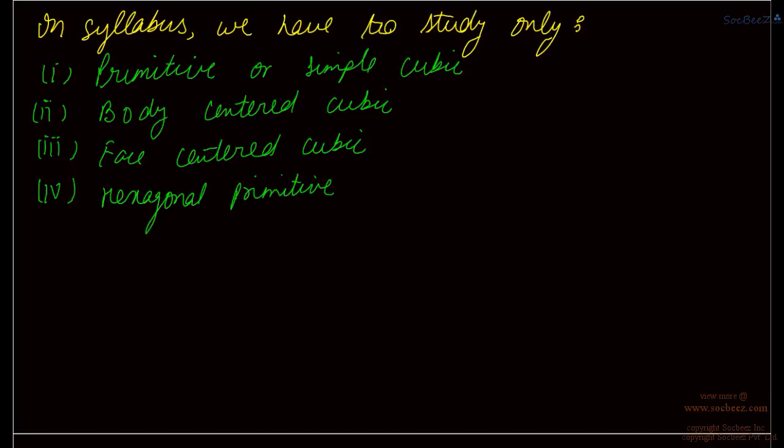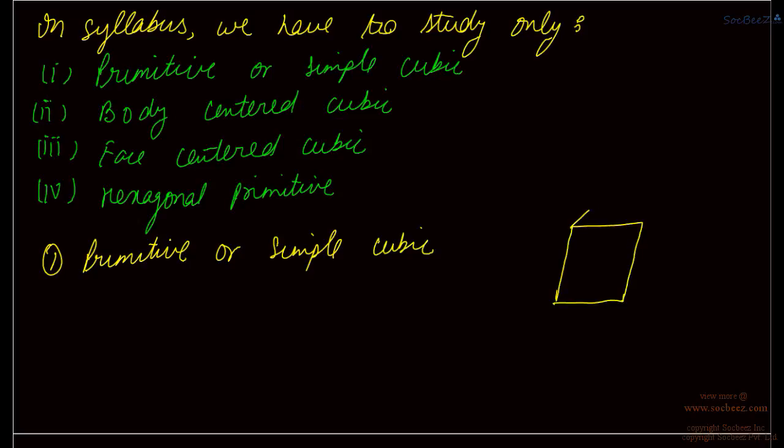Now, suppose the first case is primitive or simple cubic. This structure will look like this, a simple cube. There will be nothing inside this cubic structure except for the atoms at the corners. This is the simple cubic structure.